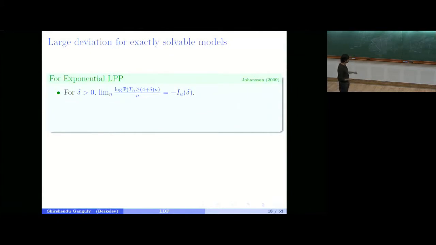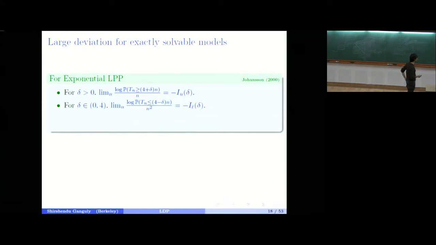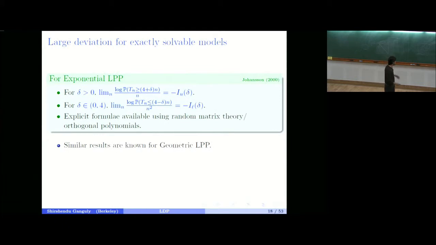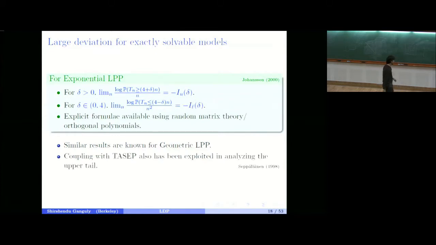For exponential LPP, Johansson proved similar large deviation results, where the constant is of course different, which is 4. You look at T_n bigger than (4 plus delta) times n, and he proved that the log of that probability has the right convergence, and similarly for the lower tail. Here the connection being exploited was to random matrix theory and orthogonal polynomials. In the same paper, he proved similar results for geometric LPP. In parallel, Timo had already proved the upper tail large deviation for this model using coupling with TASEP, which I had described.